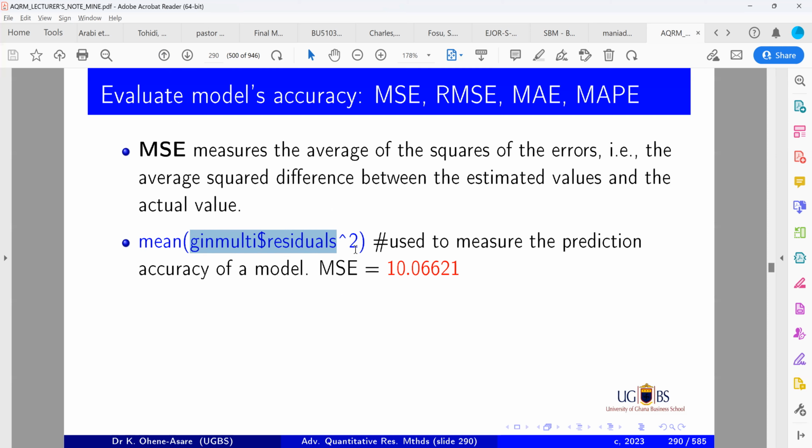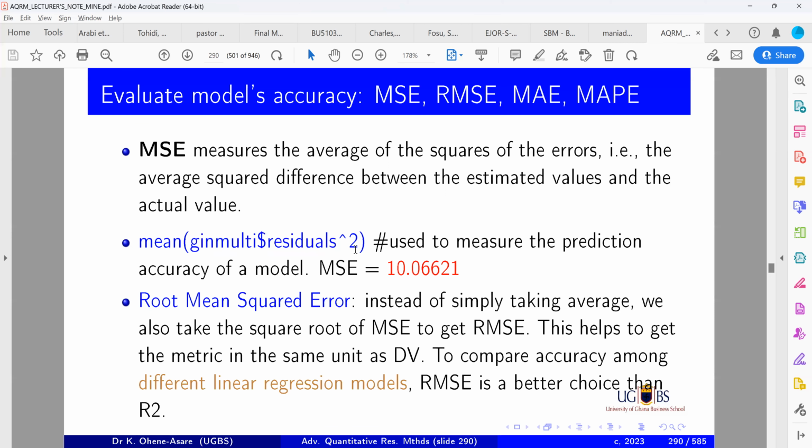Okay, and this can be used to predict the accuracy of the model. It is 10.1. And it is positive, it's good. Okay, so again, it shows that the errors are not that significant.